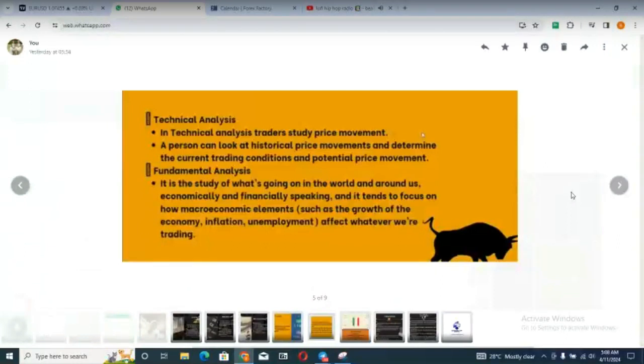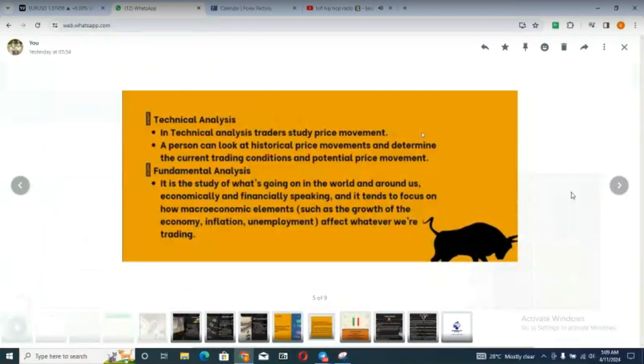Now, the second part of the analysis is the fundamental analysis. It's the study of what is going on in the world and around us, economically and financially speaking. It tends to focus on how macroeconomic elements such as the growth of the economy, inflation rate, and unemployment affect whatever we are trading. Based on fundamental analysis, we see that the news, war, unemployment, and wage bills affect the economy.